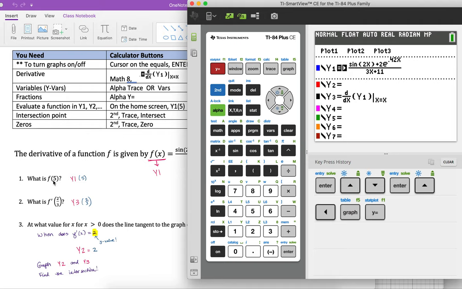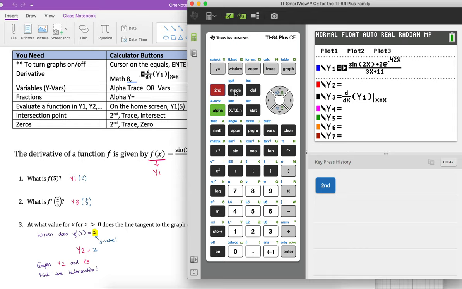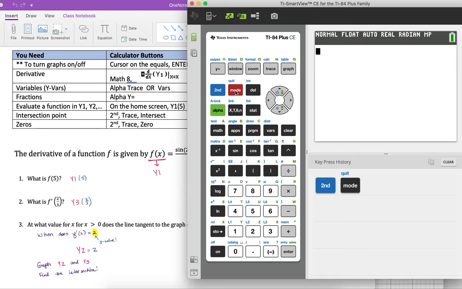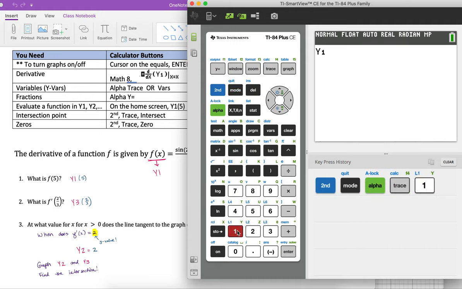So let's go back and find f of 5. Now, once you've typed a function, you should never have to type a function again. The reason we type it in y1 and y3 is then we can calculate things with that. So I'm going to clear my history again. And I'm going to hit second quit. This takes us to the home screen. Now, I want what is f of 5, which is the function at 5. Remember, your function's in y1, so you're going to hit alpha trace, which is y1, and the 1 key.